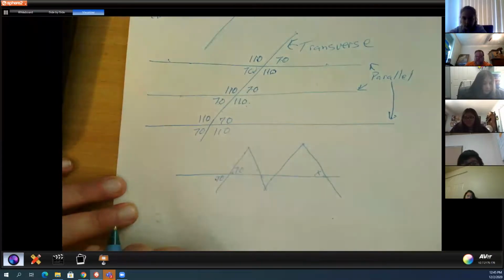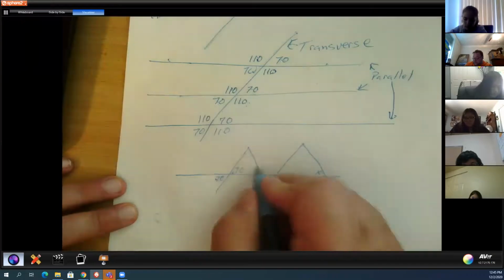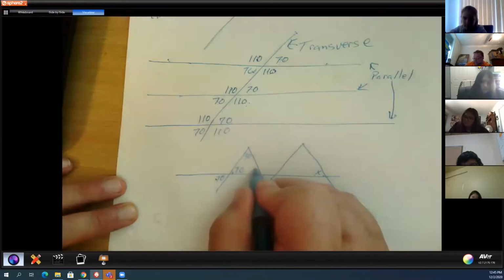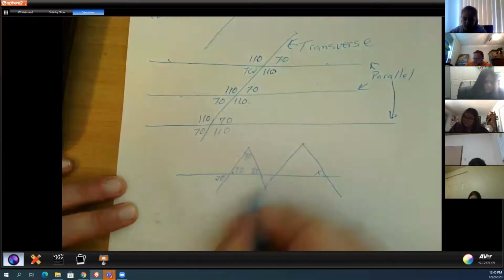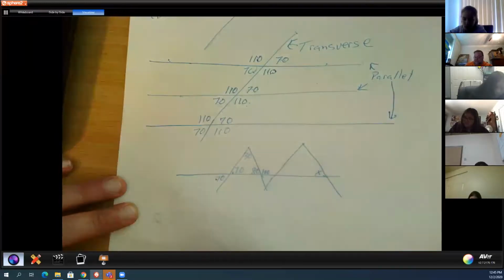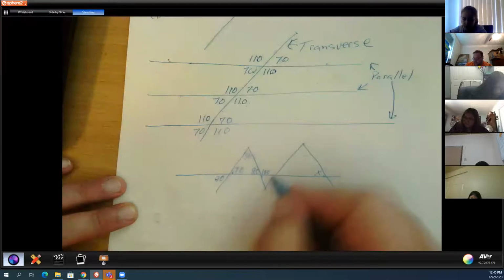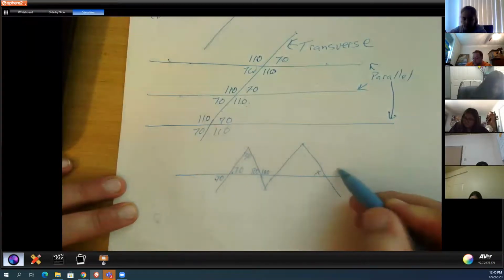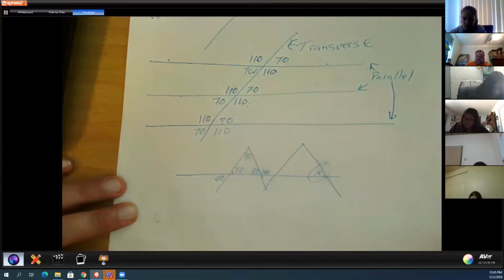So like that's going to be 70, right? Because those are vertical angles. And so let's say I gave you 30 here. This would have to be 80. If this is 80, this is 100. And you can see how you could keep moving across this figure until you finally get to X, and you have a way that you can calculate what the value of X is.